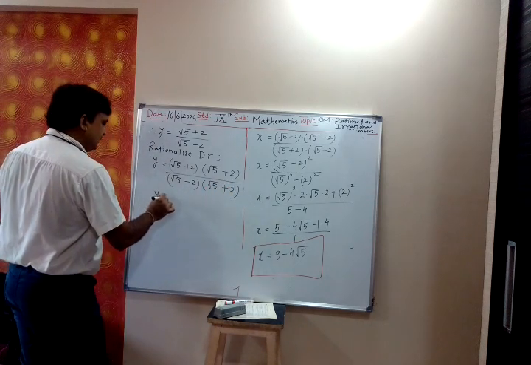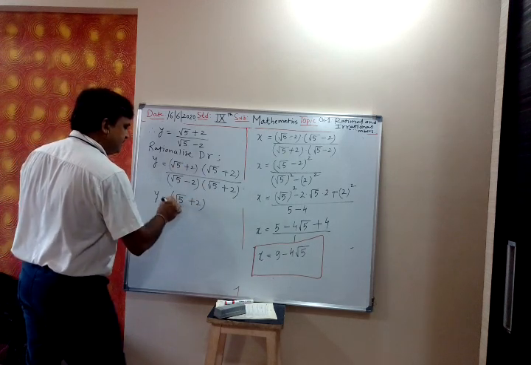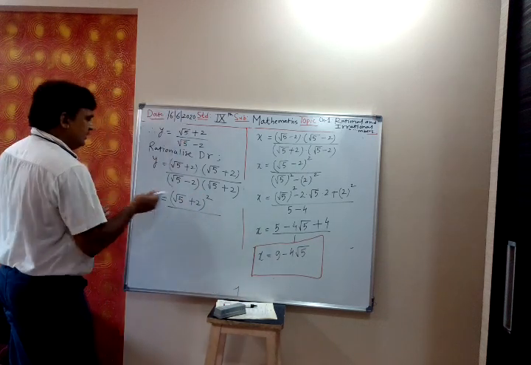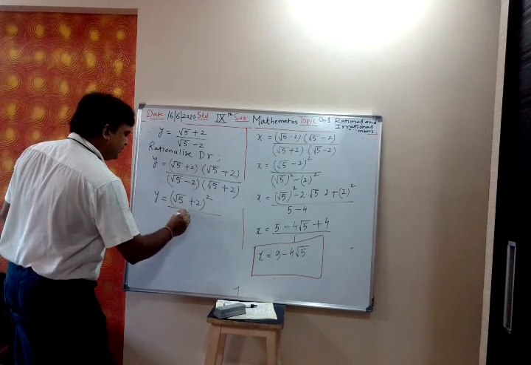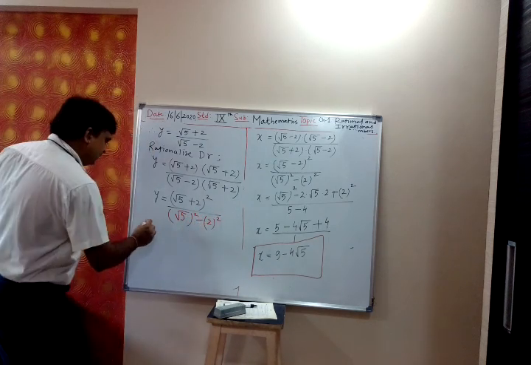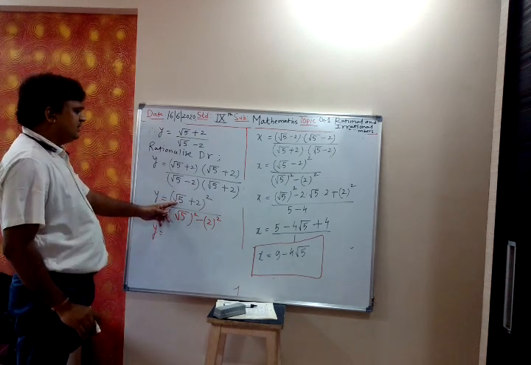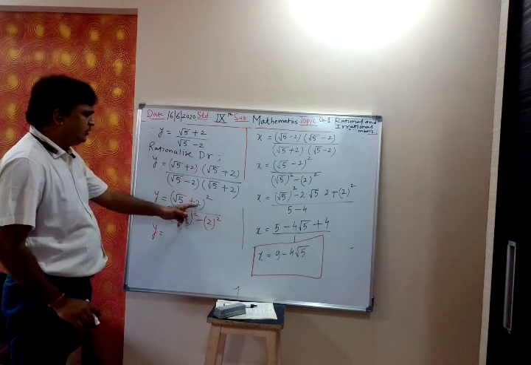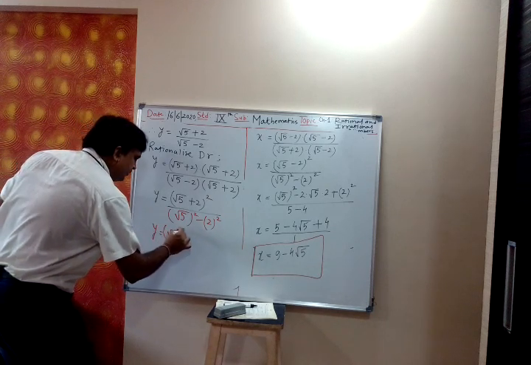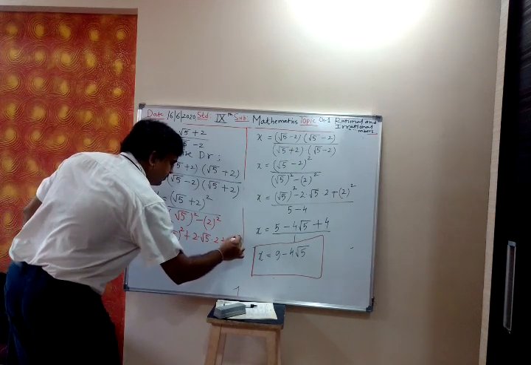So y is, now the same term is there. So this is root 5 plus 2 whole square upon a minus b into a plus b. A minus b into a plus b, a square minus b square, root 5 square minus 2 square. Now use the expansion a plus b whole square. So that is a square, root 5 square, plus 2 into root 5 into 2 plus 2 square. Wait, I am writing.